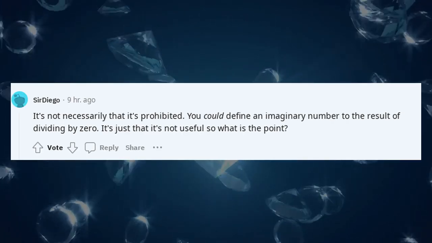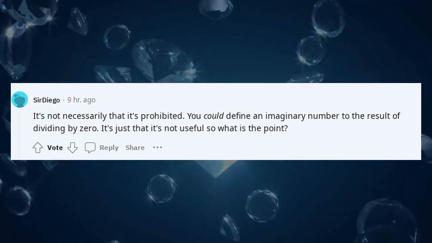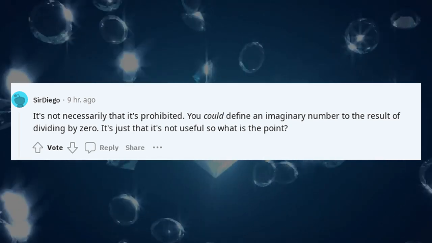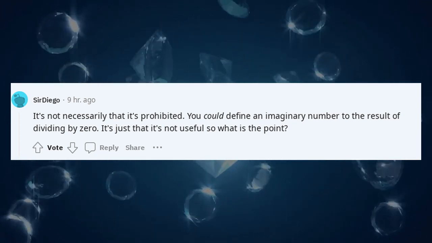It's not necessarily that it's prohibited. You could define an imaginary number to be the result of dividing by 0. It's just that it's not useful, so what is the point?